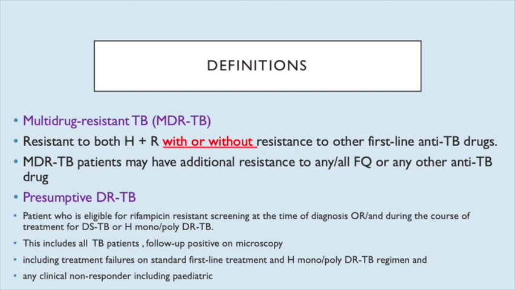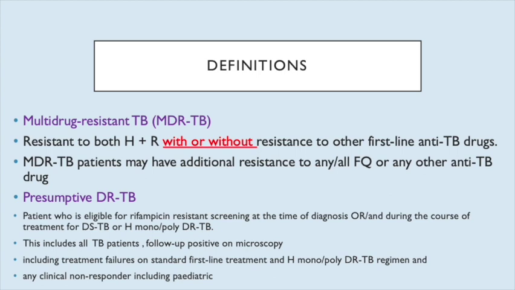So let's start with the common definitions that we must know. We already know that MDR TB is TB which is resistant to INH and rifampicin both. Whether or not there is additional resistance to other drugs, if INH plus rifampicin both are resistant, then it's MDR. What is a presumptive DR TB patient? Any patient whom we suspect to have resistance will be called a presumptive DR TB patient. At the moment in our program, all patients must be subjected to testing for drug-resistant TB.